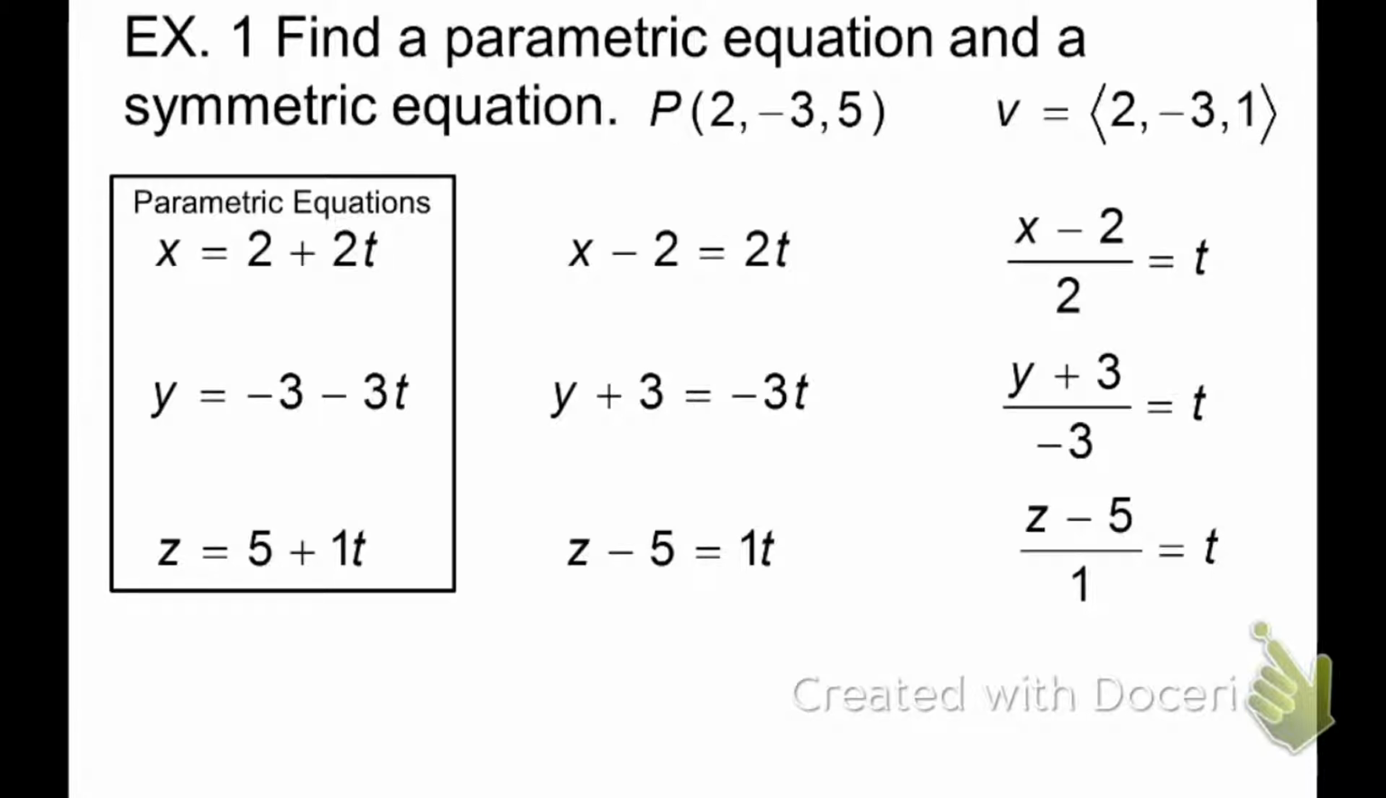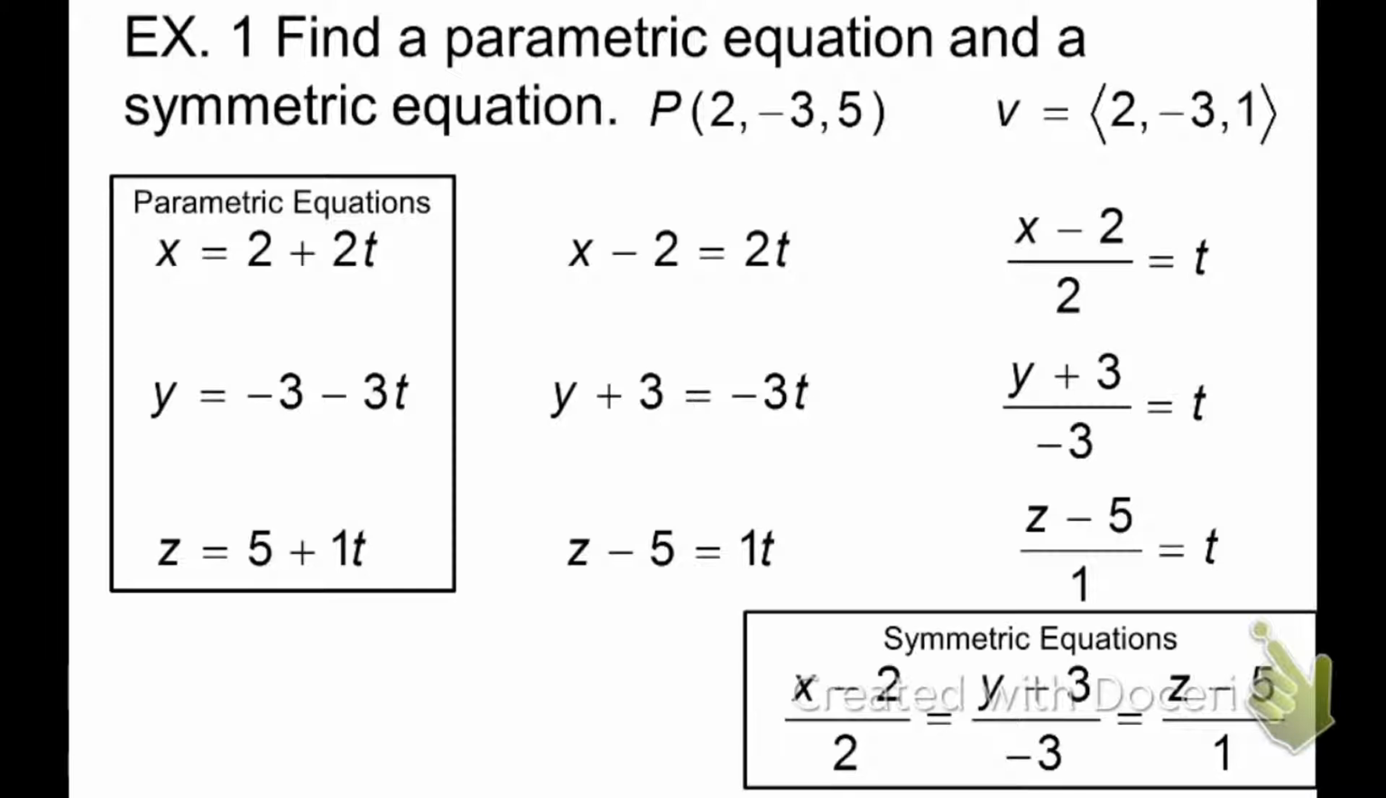So since all three of these equations equal t, then we can set one equal to the other and create what are the symmetric equations. So (x minus 2) over 2 equals (y plus 3) over negative 3 equals (z minus 5) over 1. So these are the symmetric equations for this plane.